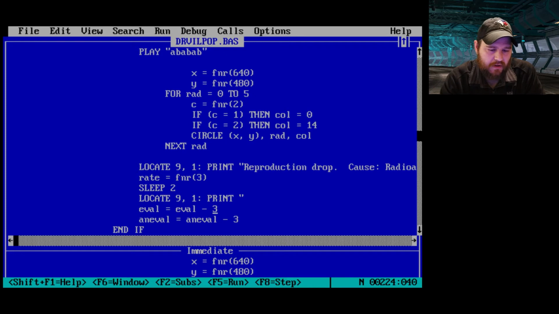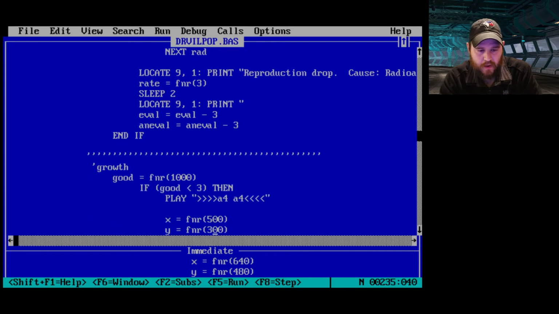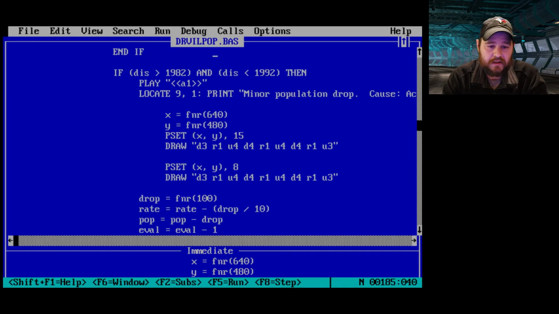Okay, but your annual evaluation gets decreased by 3. I guess this is the worst thing. The people really hate you when there's radioactive exposure in your city, because of course they do. Okay, so that is it. Those are the disasters. Fantastic.